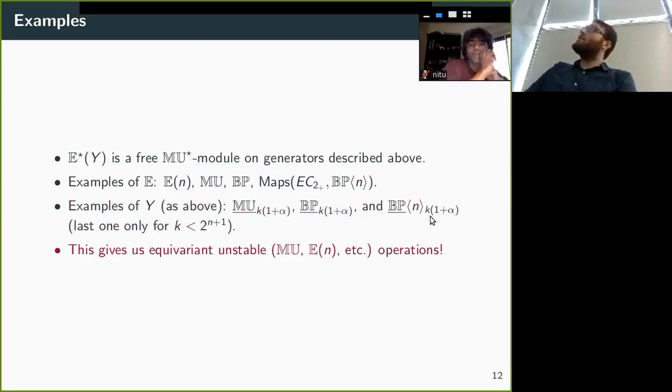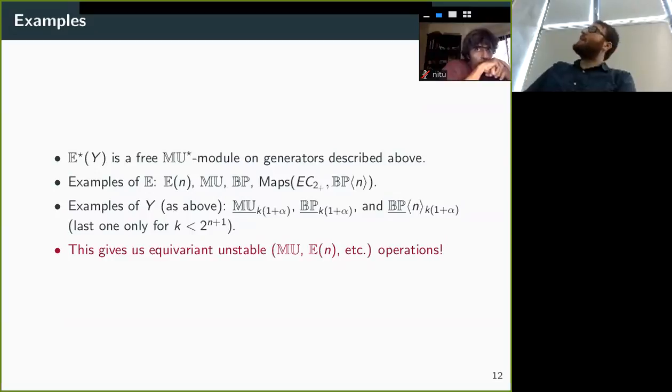So in particular, this constitutes a computation of, say, the equivariant MU cohomology of the diagonal spaces in the omega spectrum for MU. So these are equivariant unstable MU operations. So this gives us access to things like that. Okay, so I want to spend some time talking about the proof of this theorem.